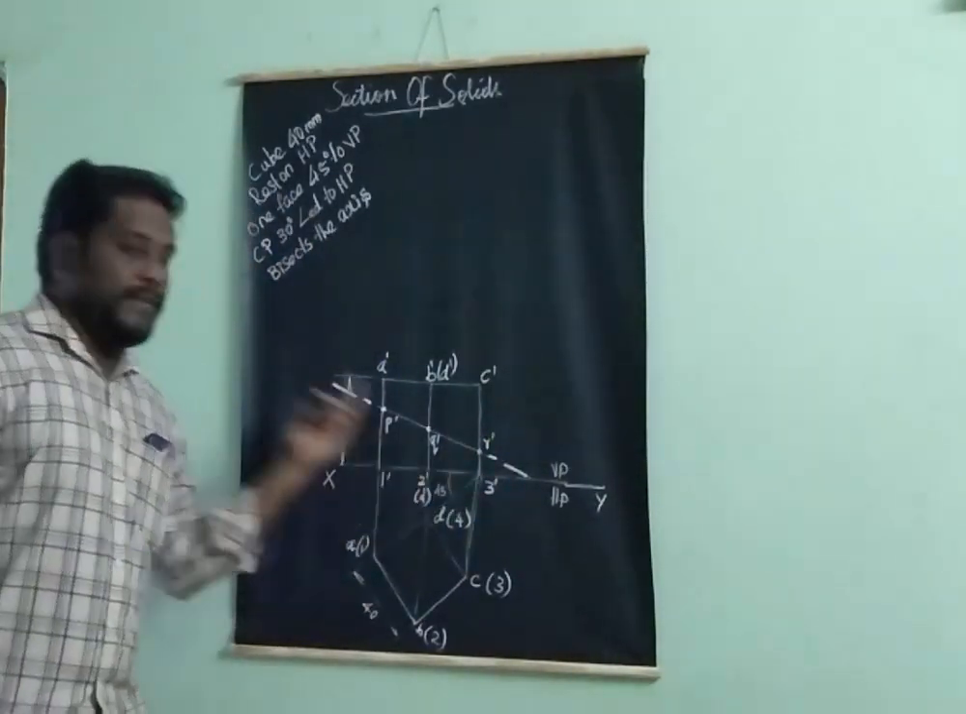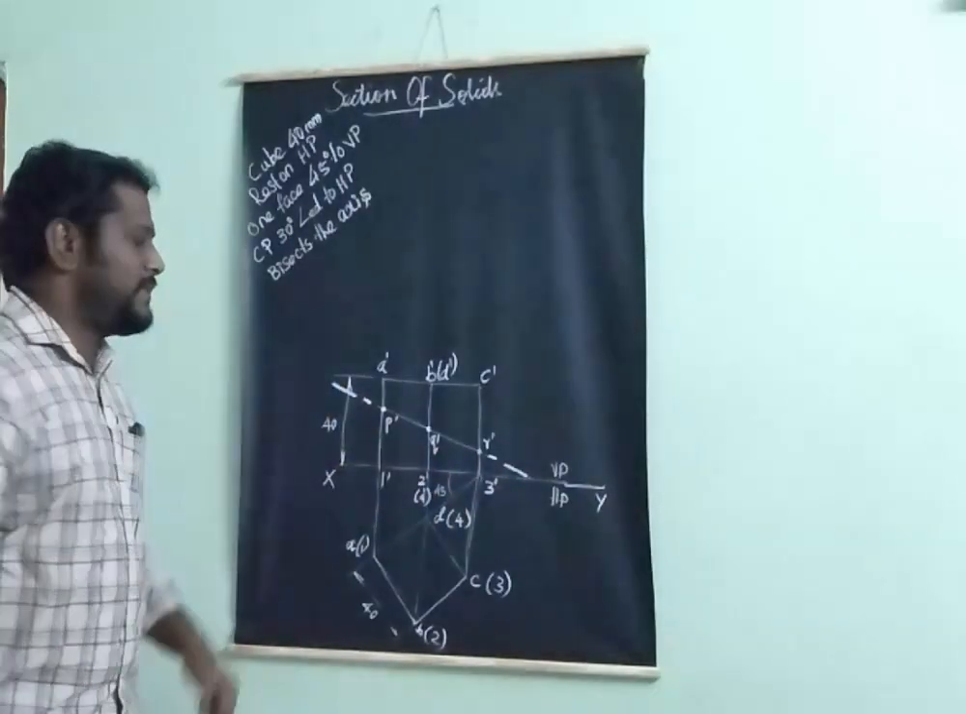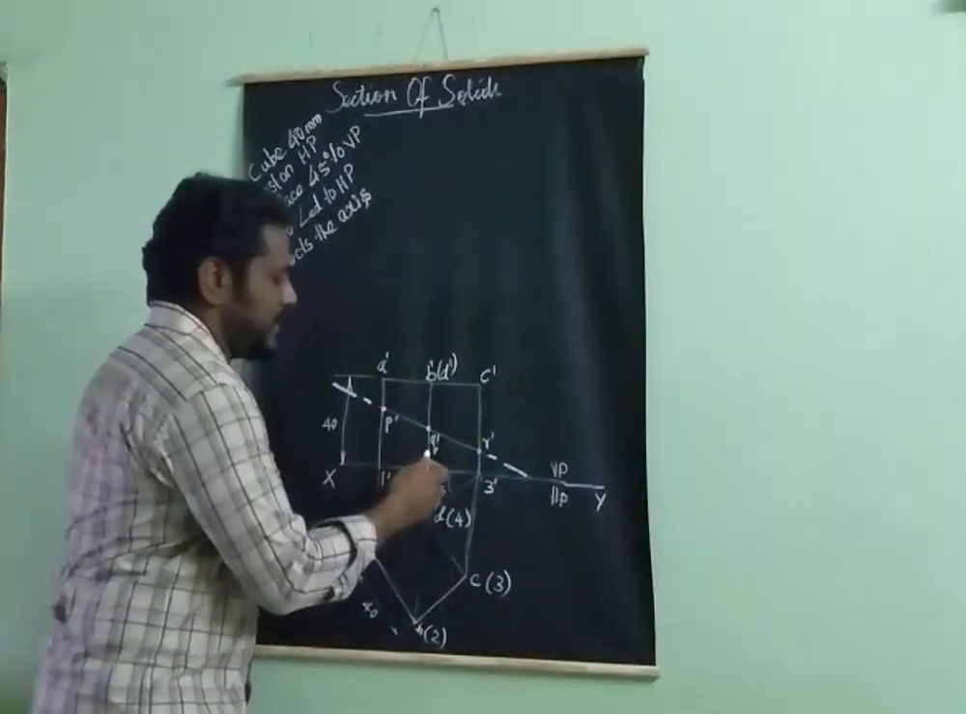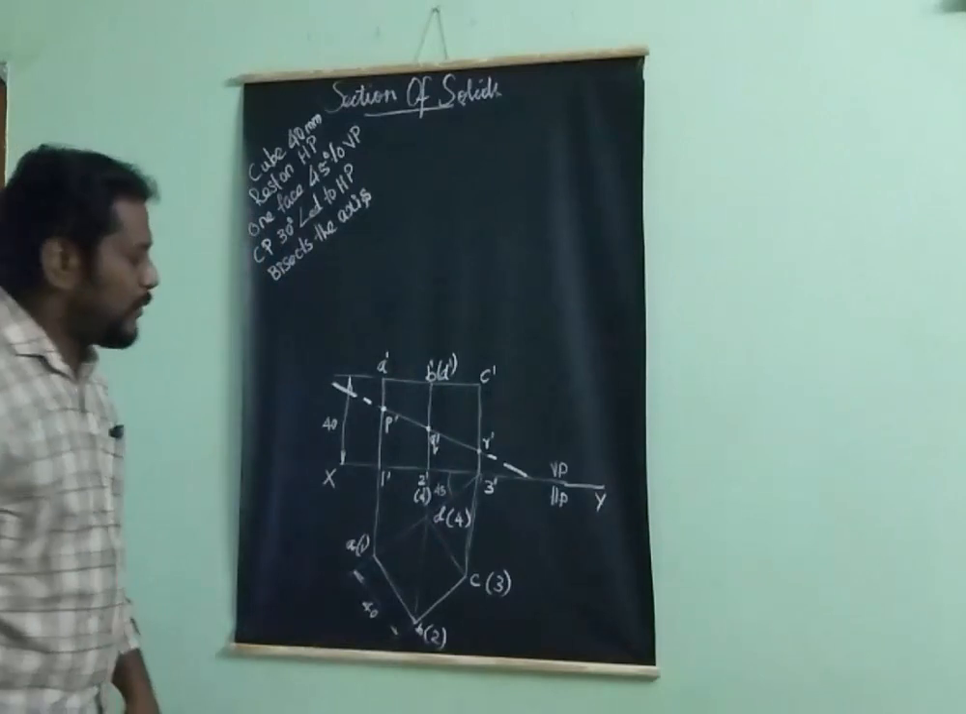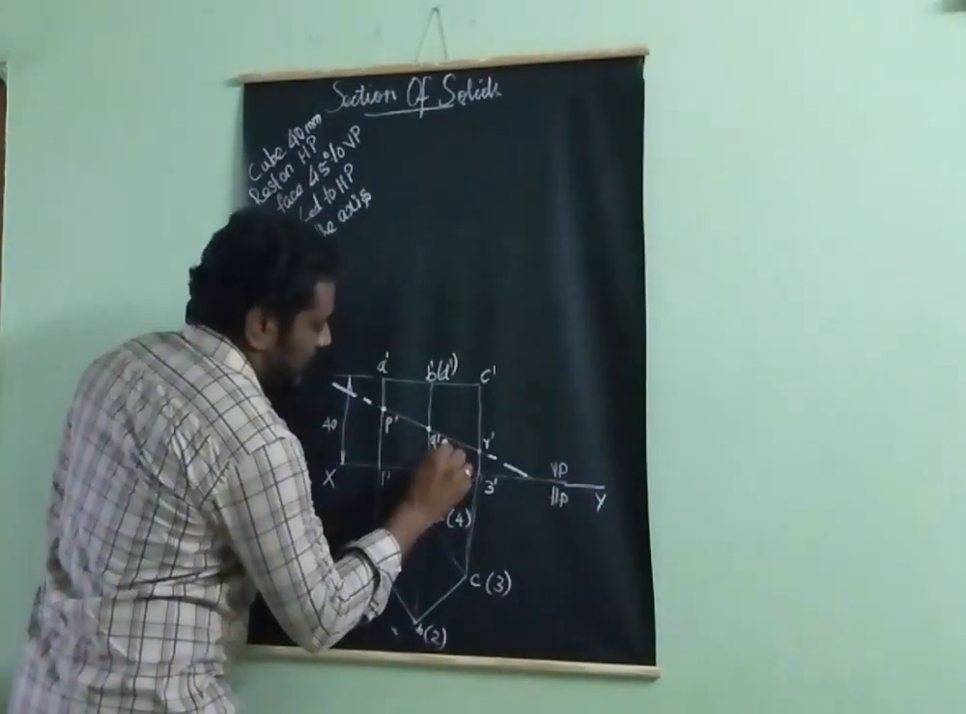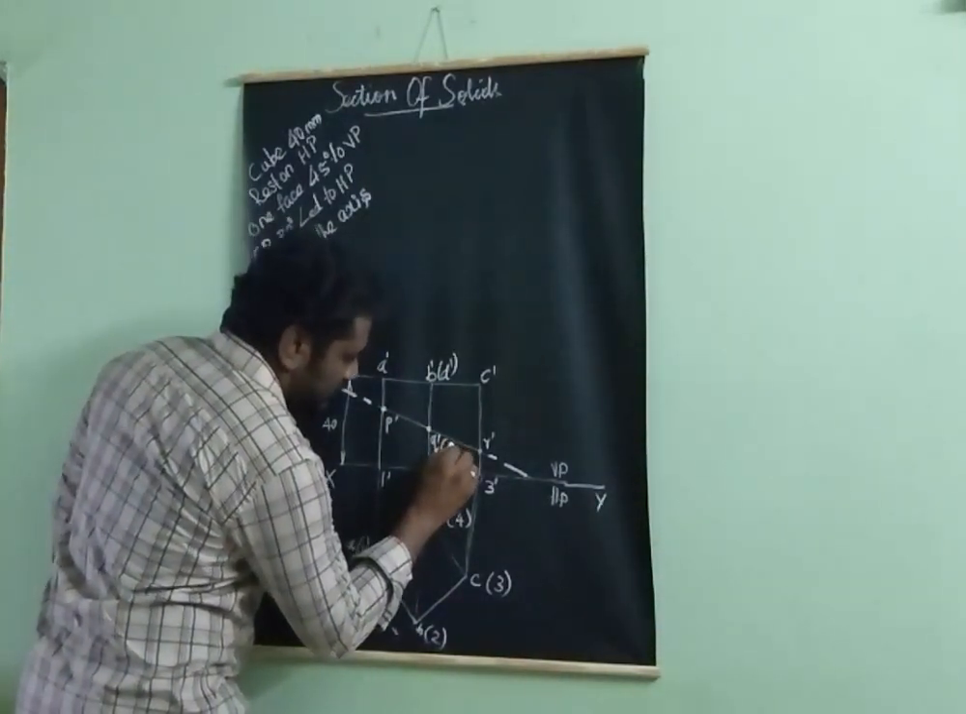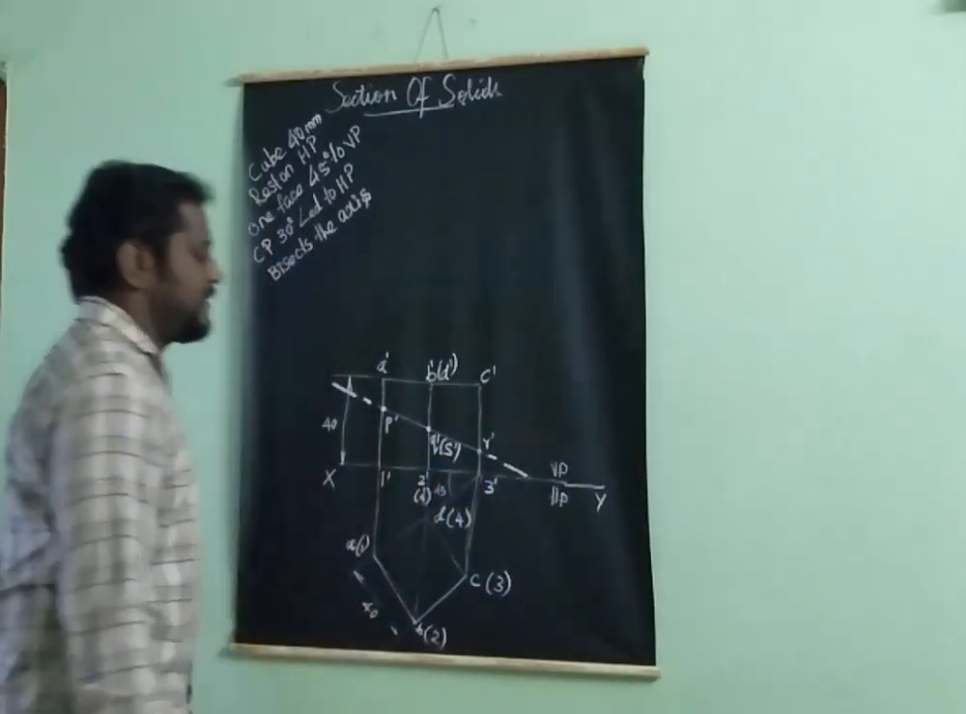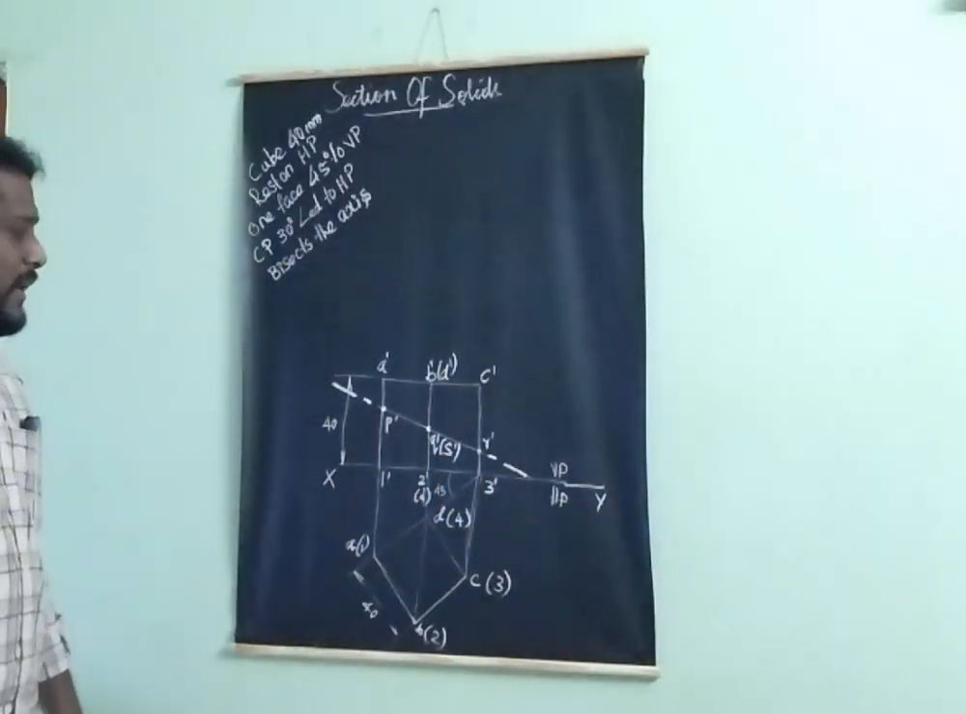Now come in the reverse direction for the invisible edges. Here there are no invisible edges. Here the invisible edge is 4D. So there will be a cutting point called S dash here. So I named all the cutting points.